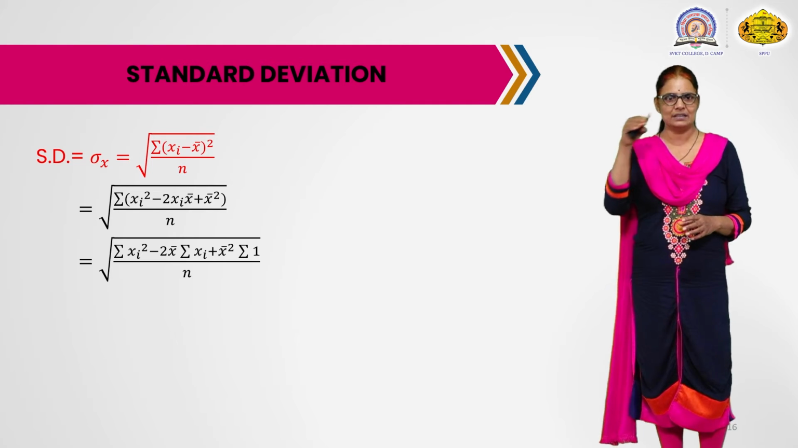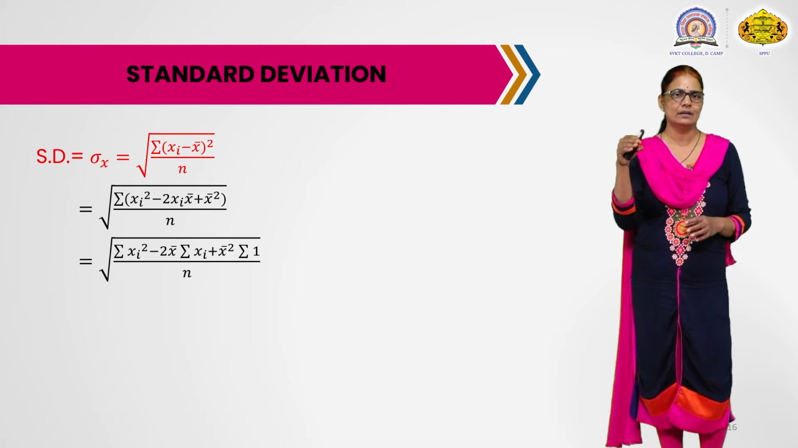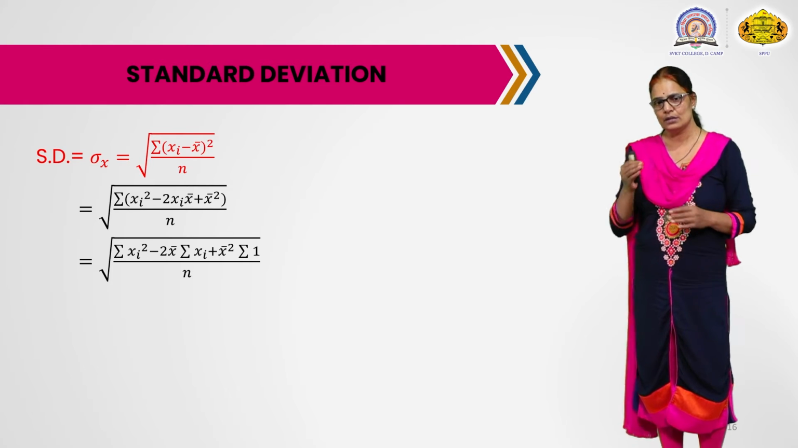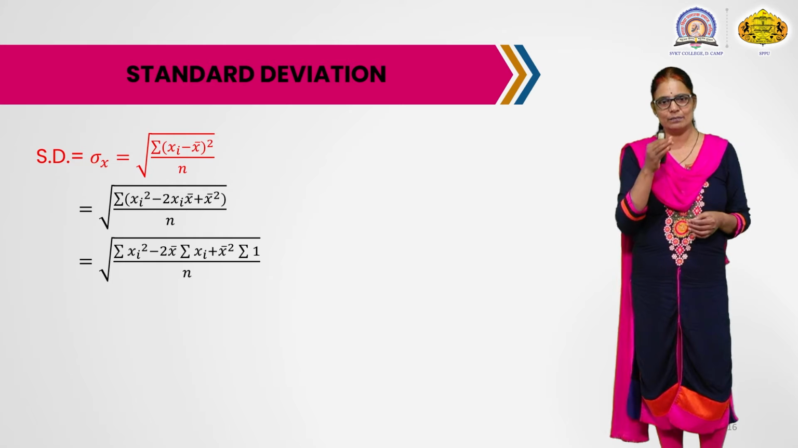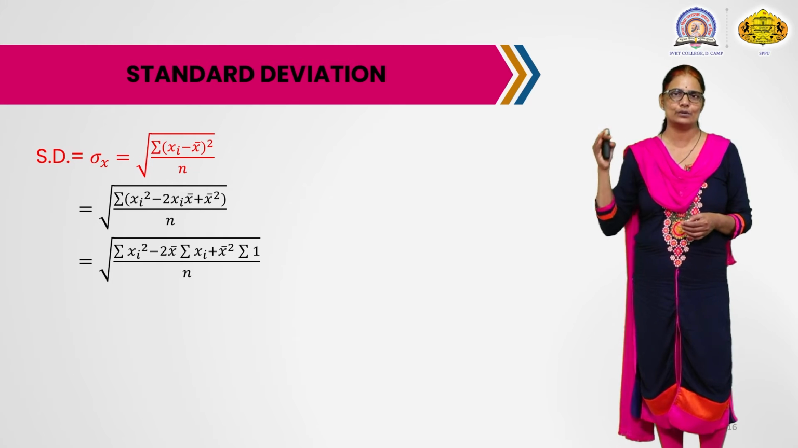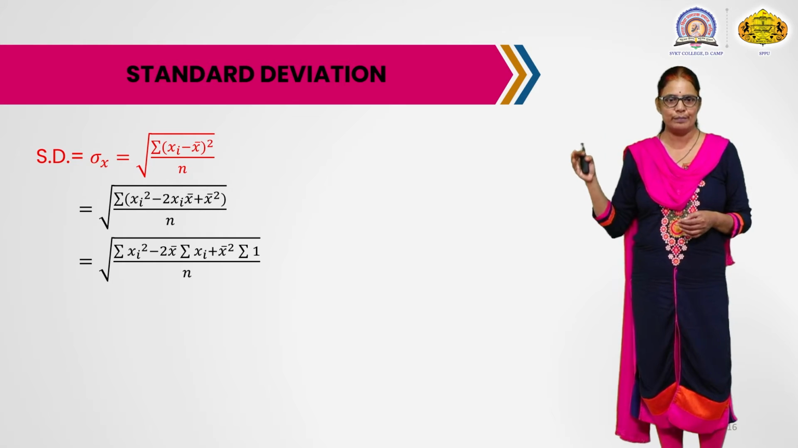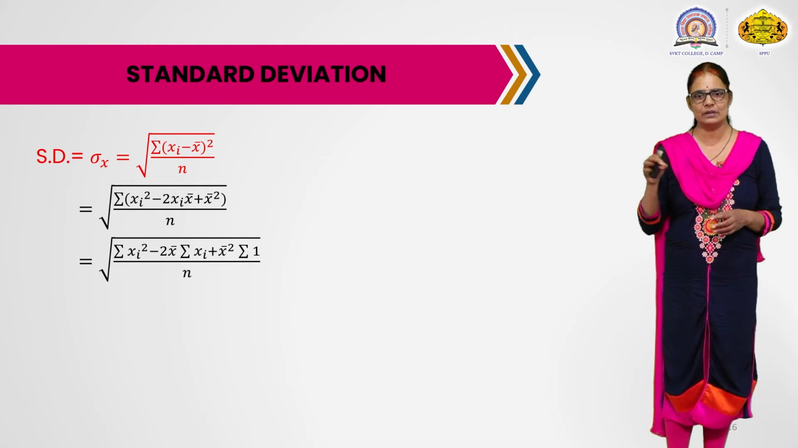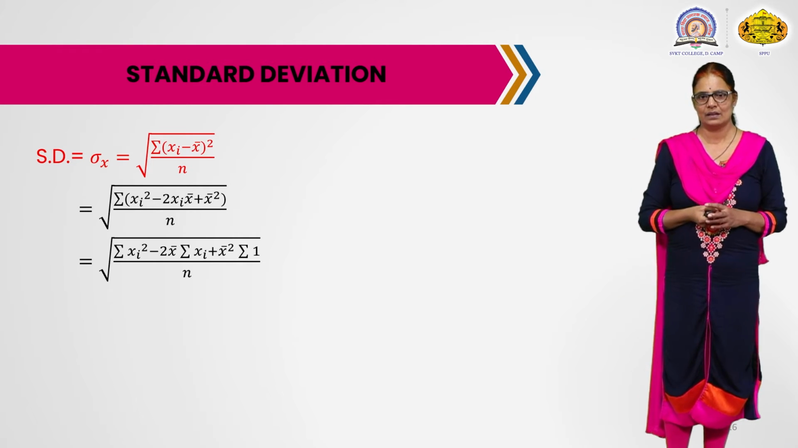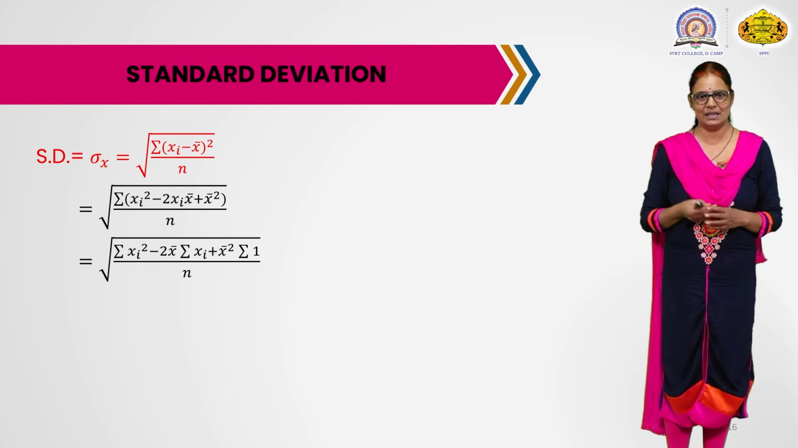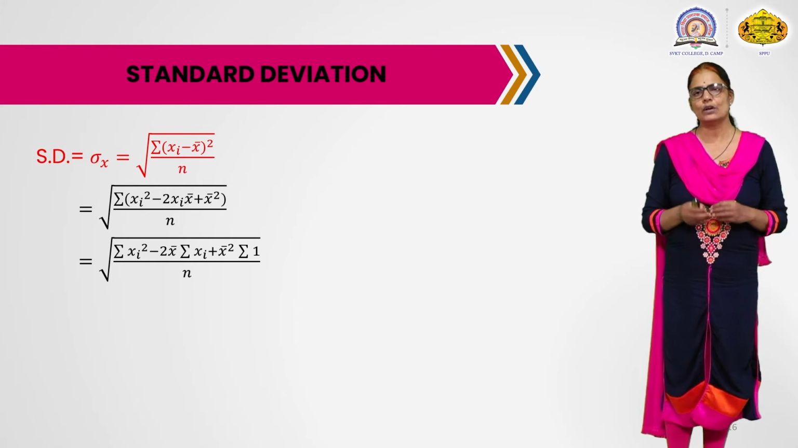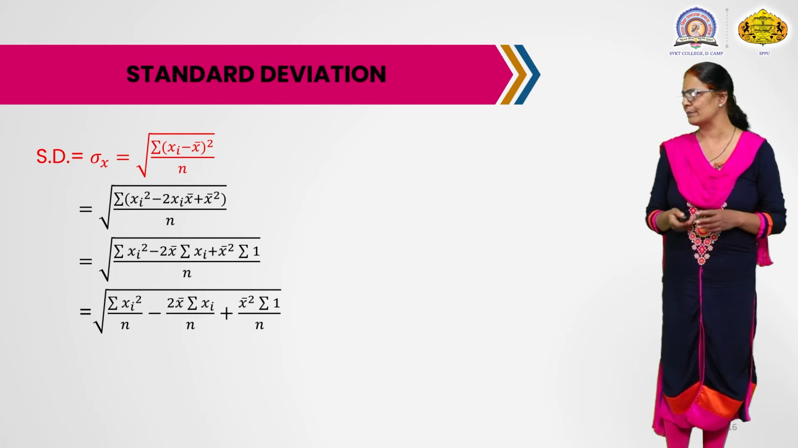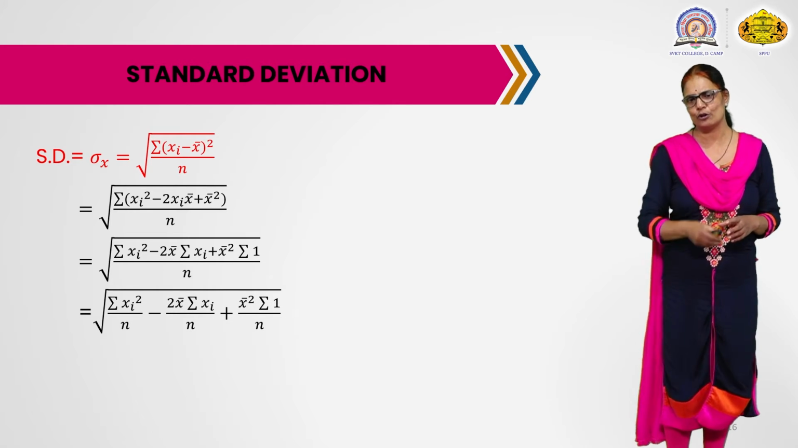So I separate this sum here, and since 2 into x bar is a fixed number, the second term is minus 2 times x bar into the summation of xi, plus again x bar square is a fixed number, times the summation of 1. If there is nothing, 1 is remaining there, divided by n. Now we separate the denominator here. After separating the denominator, we get this type of relation. I separate the denominator n here.